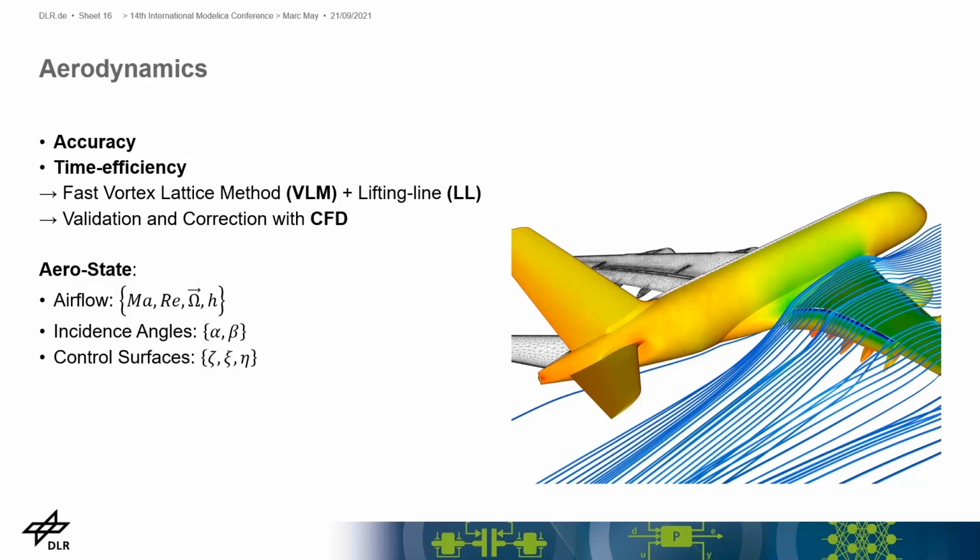Aerodynamics have a high-dimensional input space that has an impact on the resulting forces and moments. You can see here that we can divide them. There are variables that characterize the airflow the aircraft is facing. Then we have the orientation of the aircraft with respect to this airflow. And finally, our actuators to control the aircraft, and these include rudders and also high lift settings.